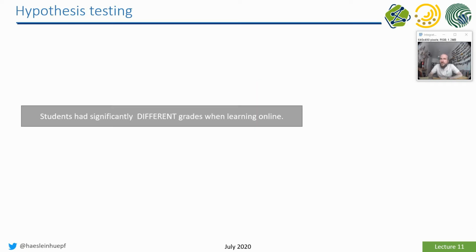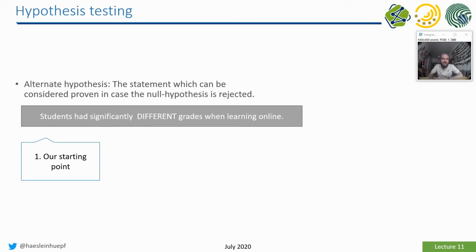Then we were talking about hypothesis testing. I'm testing these days a hypothesis, and my alternate hypothesis is students had significantly different grades when learning online. As they can watch everything on YouTube at any point in time, I assume they learn more. So this is what I would like to prove. This is my hypothesis. That's my starting point for hypothesis testing. And we call this an alternate hypothesis. And the alternate hypothesis is basically the statement which we would like to prove.